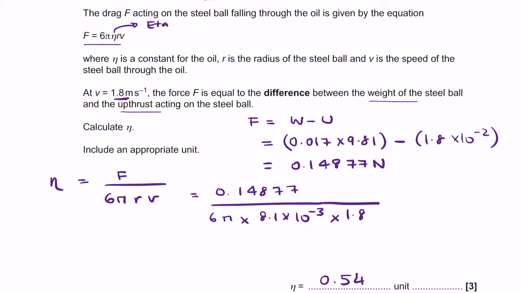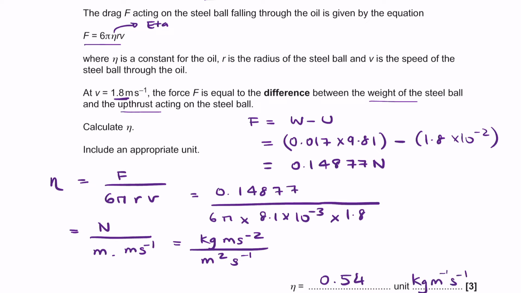In terms of the units, we can work that out using this equation. We know that force is in newtons, and 6 pi doesn't have any units, r is in meters, and velocity is also in meters per second. So if I write down newtons as kilograms meters per second squared, as F equals ma, that becomes m squared s minus 1, which ends up tidying out as kilograms per meter per second. So that is your answer. Let's move on to the next question now.